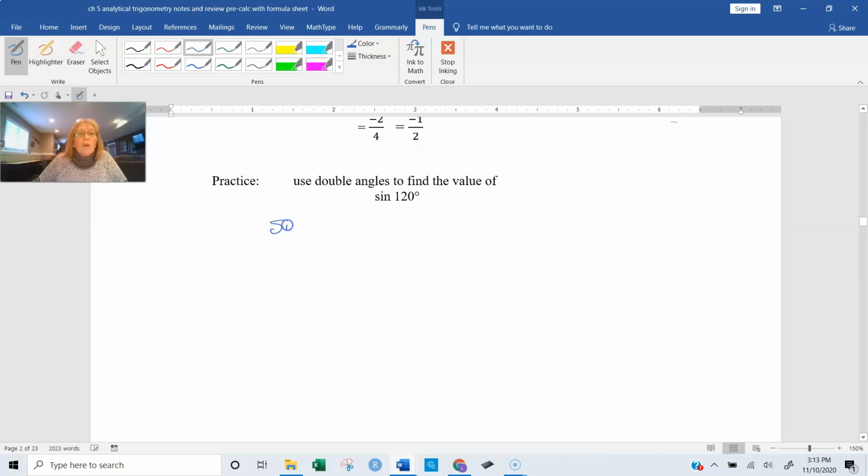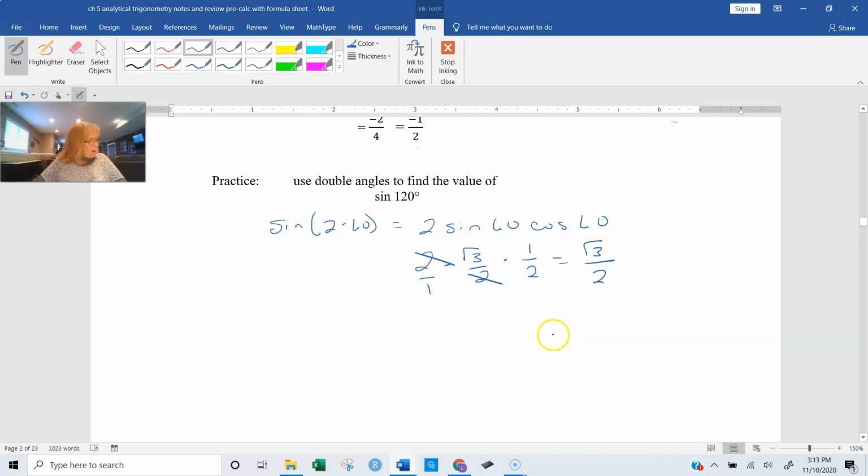So again, yours would have been sine of 2 times 60. But now you have to use the sine rule, which is 2 times the sine of 60 times the cosine of 60. You don't get any options on the sine. So now we know this is 2, we know the sine of 60 is the square root of 3 over 2, and we know the cosine of 60 is 1/2. Now we're just multiplying these through. This is 2 over 1, so one of these 2's is going to cancel, which is going to equal the square root of 3 over 2. And we are finished. I hope you did well.